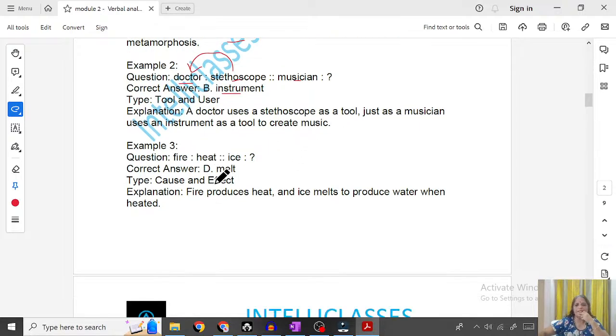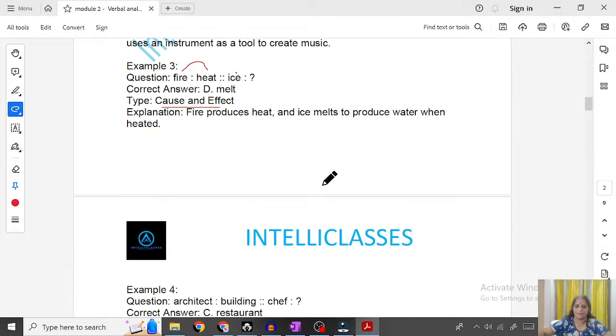The next question. Fire is to heat as ice is to what? So when you put fire, you get heat. So what happens when you put ice? This comes under the type of cause and effect. Fire will produce heat. Ice will melt to produce water when heated.